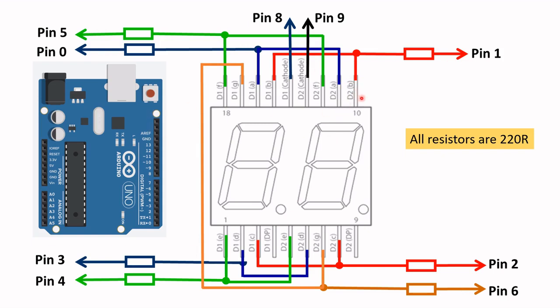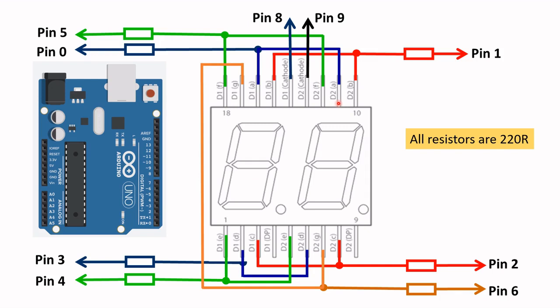All right, so let's take a look at this. This is D2(B), the B within the brackets is the segment. So this B here is connected to this D1(B) of the first digit, or D1. I think this is D1, this is D2. So you need to connect them together and then connect it to a resistor. All resistors, by the way, are 220 ohm, and this B segment is connected to pin 1 of the Arduino Uno. All right, pin 1 of the Arduino Uno board.